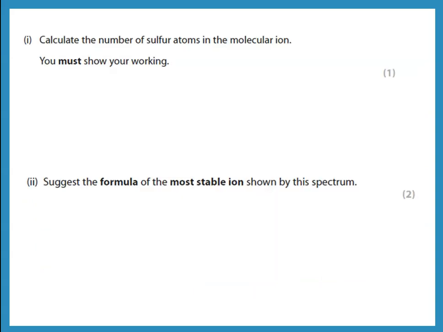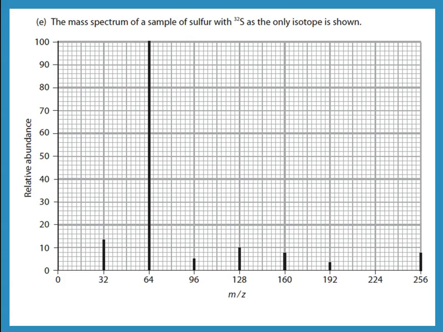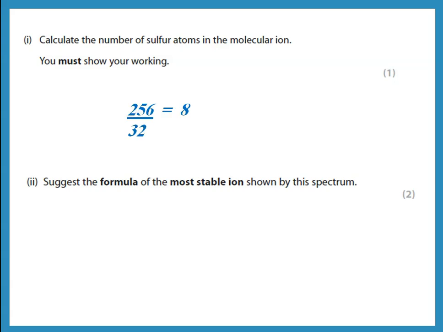So the next question says, calculate the number of sulfur atoms in the molecular ion. Remember again, molecular ion means the one with the highest m over z. So the one with the highest m over z is 256. Now we know that each sulfur is 32, so if I have 256, that means I have 8 sulfur atoms in that molecule.